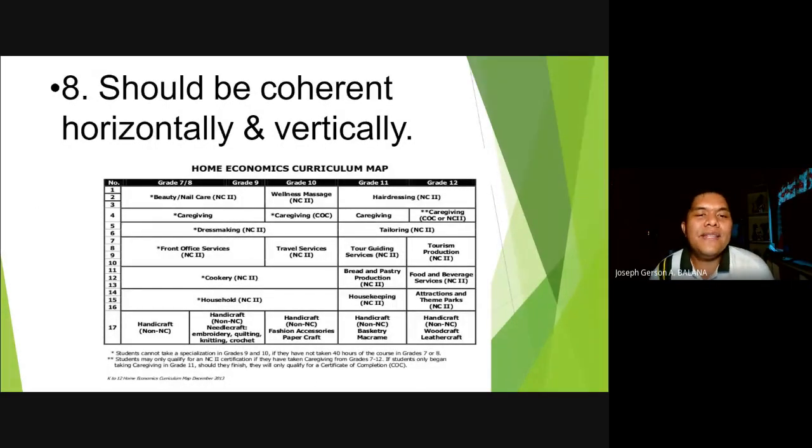And of course, the horizontal and vertical articulations. It should be coherent horizontally and vertically. Because a curriculum map, when it is already put in place, can be checked horizontally and vertically in terms of the curriculum guide. Horizontal is about the breadth, the scope. And vertical is about the depth. The understanding level, the depth. The horizontal, the breadth.